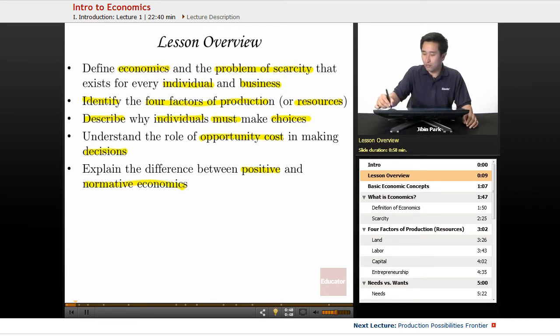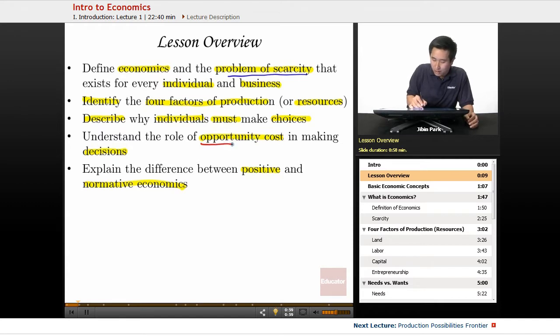So if you really had to figure out the 2 biggest things in economics, you're really going to deal with the problem of scarcity, the idea that you can't have everything you want, and the role of opportunity costs, the idea that nothing's free. Everything that you do is going to really incur an opportunity cost.